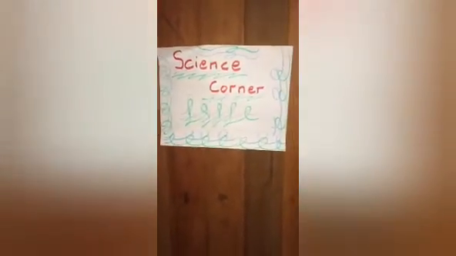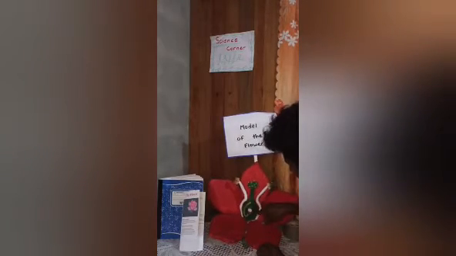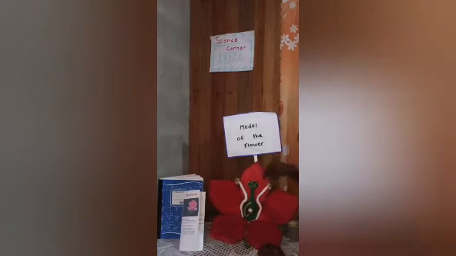So this is our science corner. Here we have the model of the flower and the brochure. I'm going to explain the model and the components of the brochure. So here we have the model of the flower. This is a hibiscus flower. This model shows every part of the male and female reproductive part of the flower.